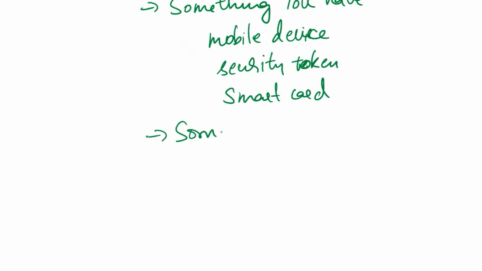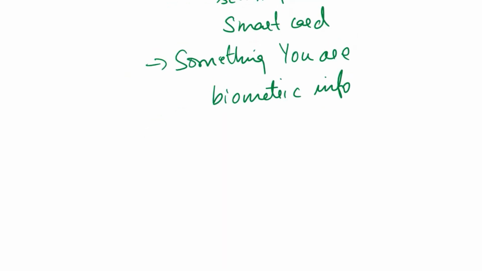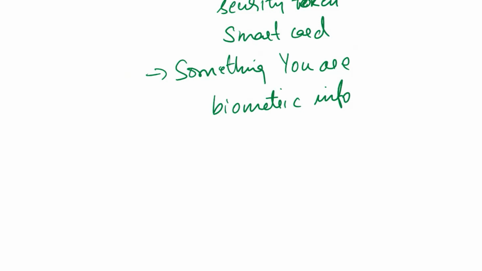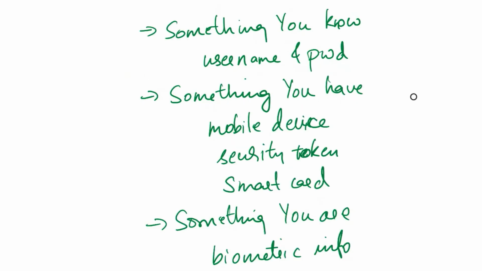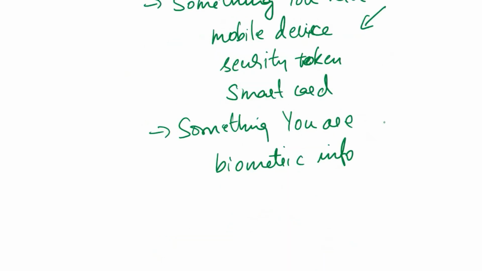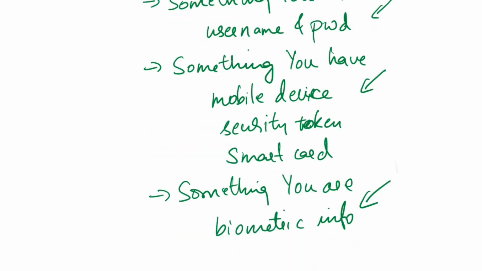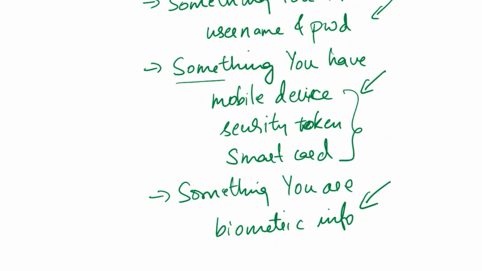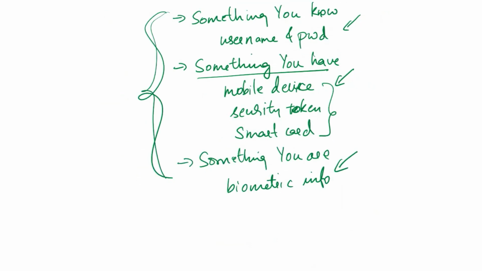Next one is something you are. This refers to biometric information such as fingerprints, retina scans, or facial recognition that uniquely identifies an individual based on their physical traits. So, for you to achieve two factor, you will have to use one factor from two of these categories. You cannot use the same thing from one category and say it is two factor. No, that is not two factor. You will have to use one from two of these categories. Like if you're using username, then you will have to use something from here or here, maybe biometric or smart card.